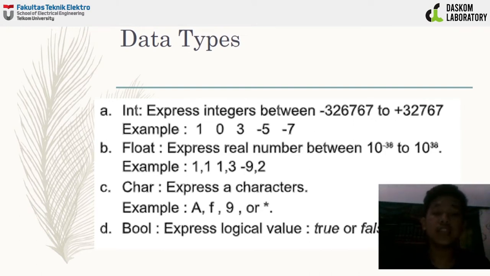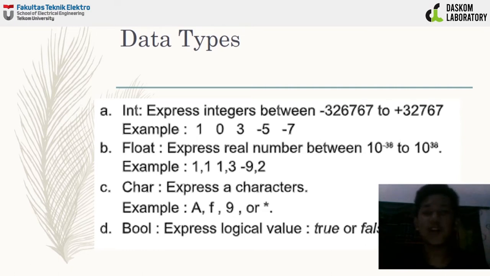The first is integer, or int. It expresses integers between -32768 and +32767. For example, 1, 0, 3, -5, -7. These are all integers. Simply put, integers are numbers that can be counted, that can show a value by numbers.